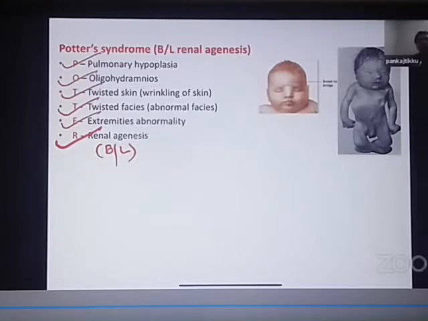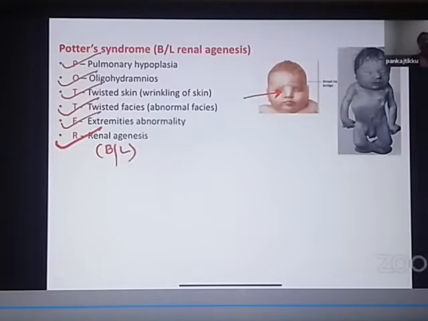O stands for oligohydramnios. T stands for twisted skin. Twisted skin means there are wrinkles present on the skin of these infants. Then another T stands for twisted facies. You can see the abnormal Potter's facies. These children have a very broad nasal bridge, whereas our nasal bridge is very narrow. So T stands for twisted skin and another T stands for twisted facies, which means abnormal facies.